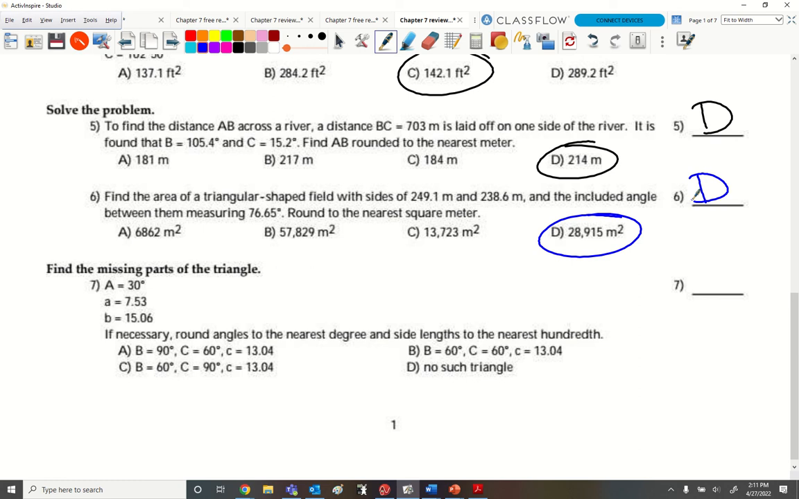Find the missing part of the triangle. So this one right here is another one where I have to go through and start by drawing the triangle.